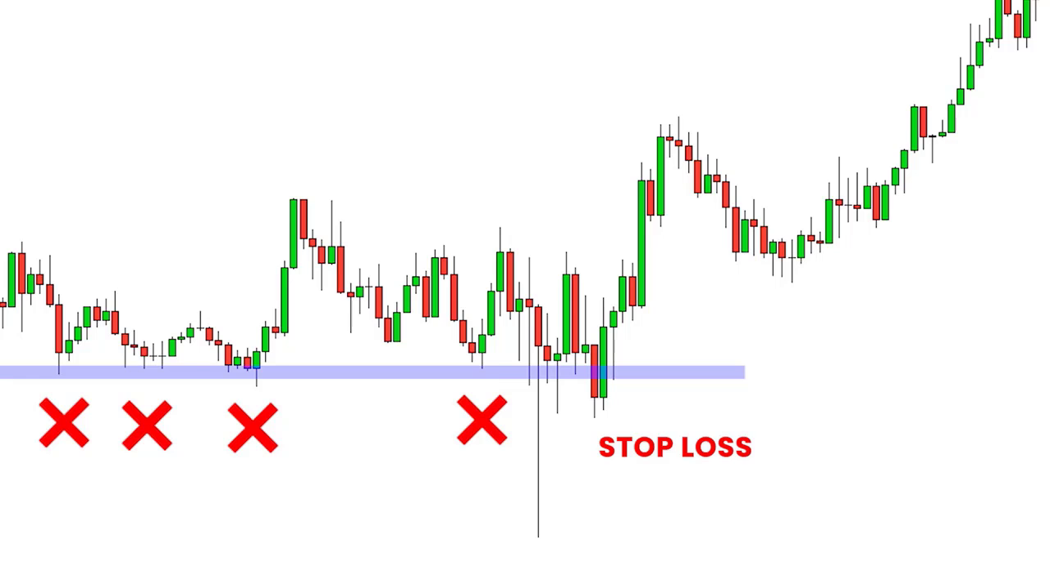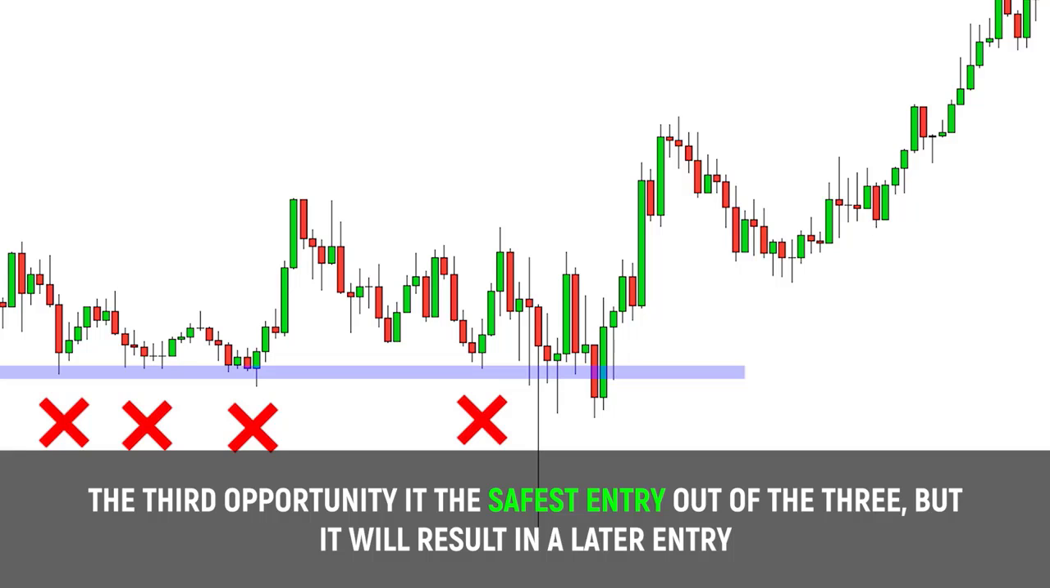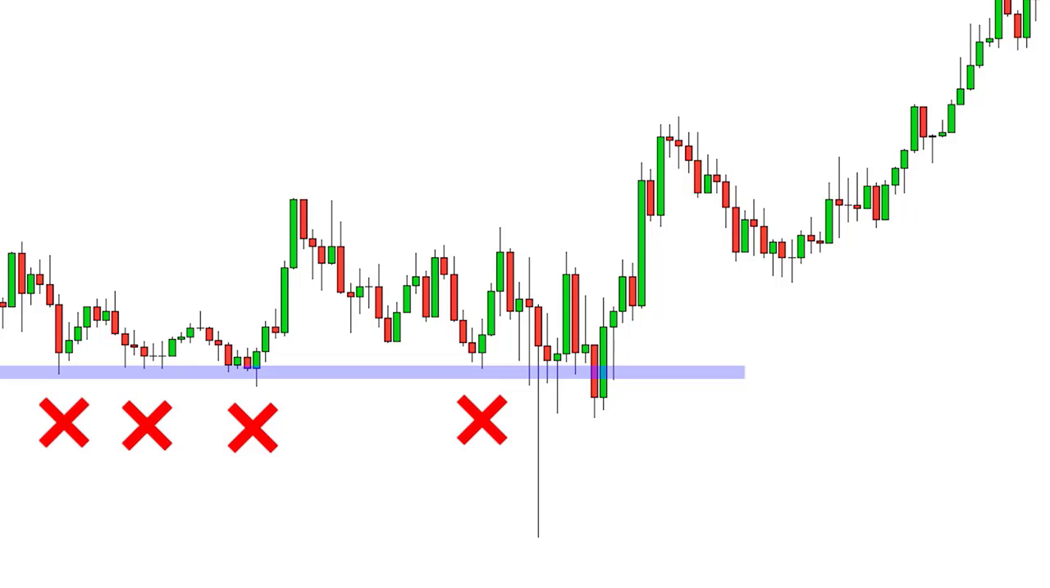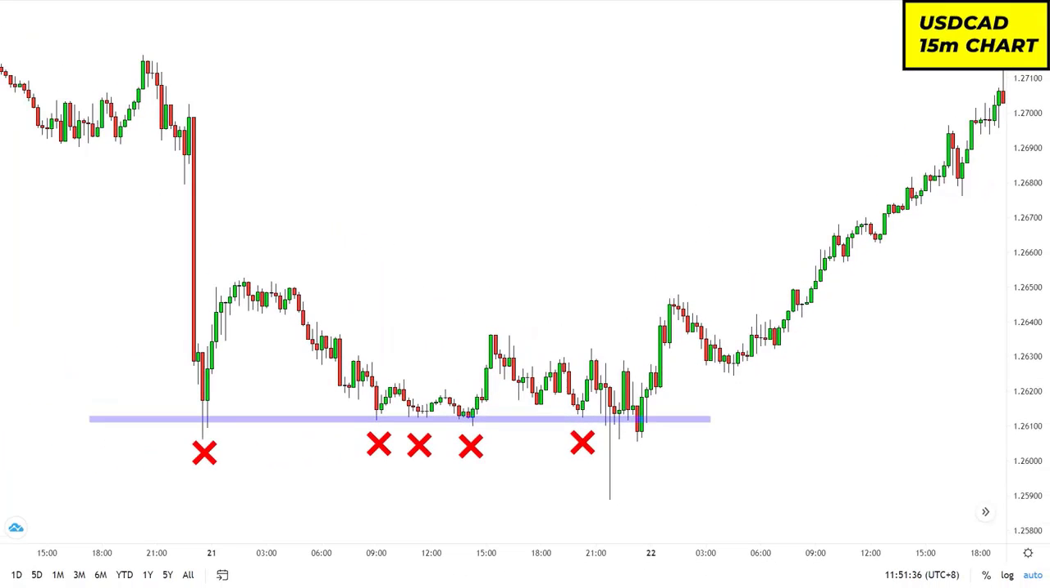The third opportunity is the safest entry out of the 3, but it will result in a later entry. So in this case, you would wait for price to move above the swing high that was created before the stop losses were triggered. We see price move above this swing high here, so now we can look for our buy opportunity. If we connect the highs that this market is forming, we get this nice trend line that we can use to assist with a buy entry.